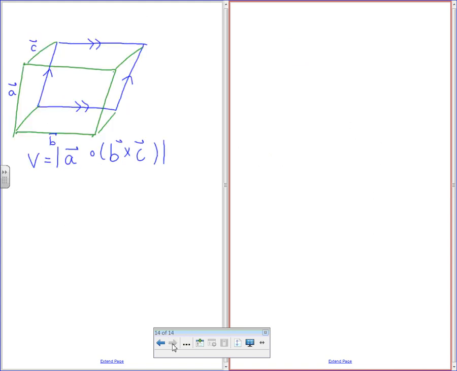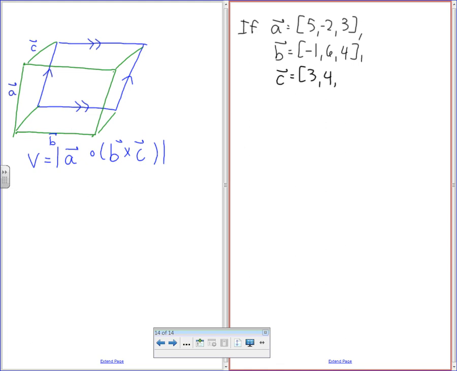Okay, let's do one example here, and then I will probably stop. So we're going to say if A equals 5, -2, 3, B equals -1, 6, 4, and C equals 3, 4, and -2. Find A dot B cross C.